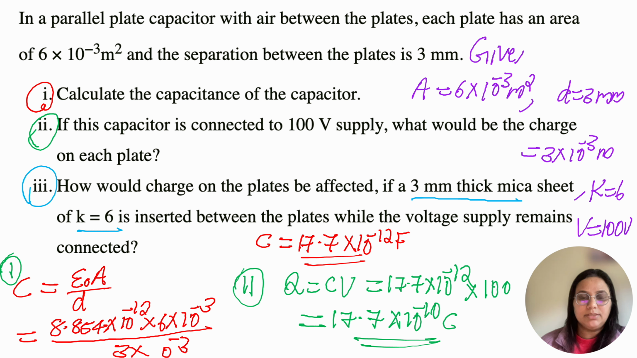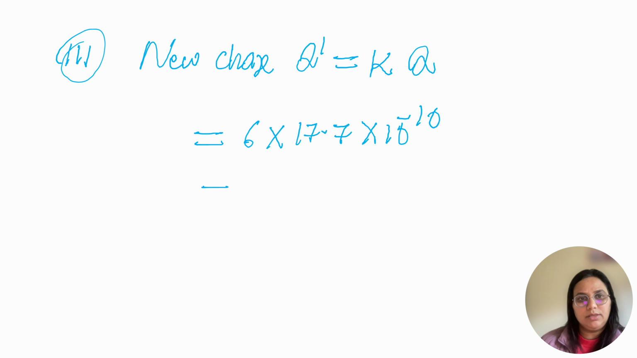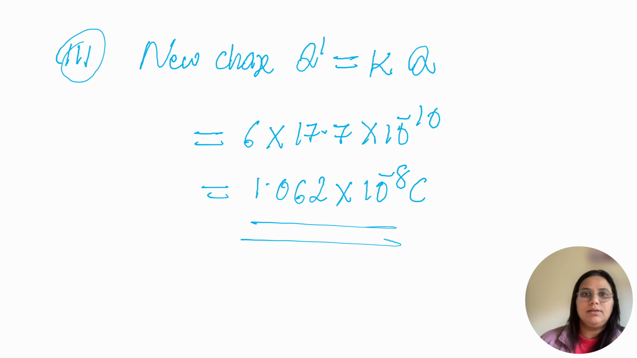So to calculate the new charge for the third question, new charge Q dash is equal to, you can write it as dielectric constant into the charge Q, which we already calculated. So 6 times 17.7 × 10^-10. So what do you get here? 1.062 × 10^-8 coulomb. That is the answer.